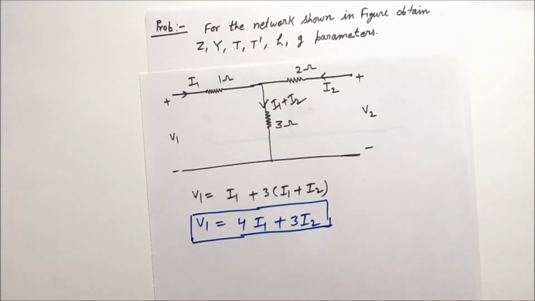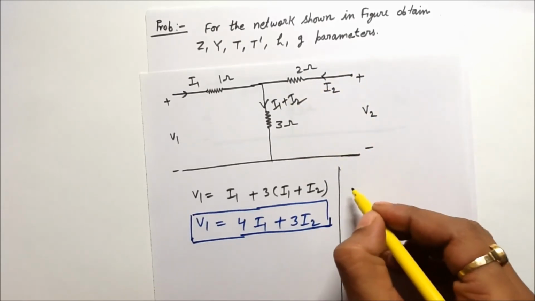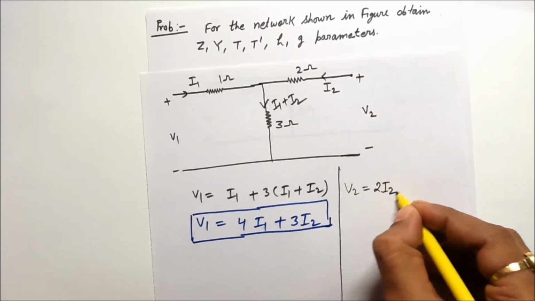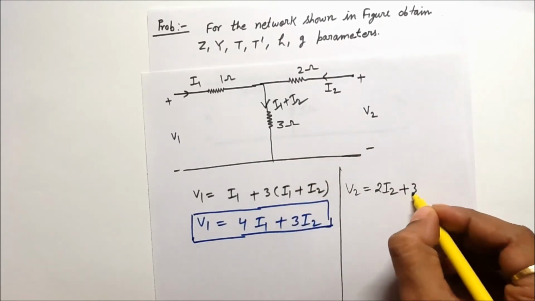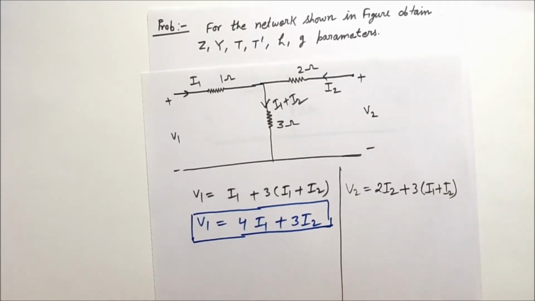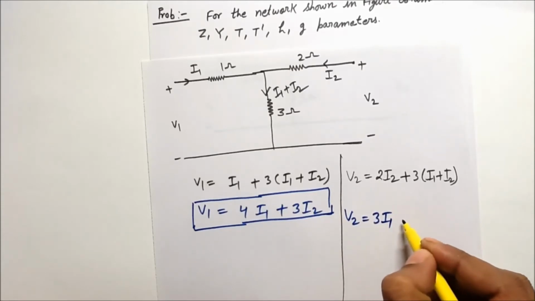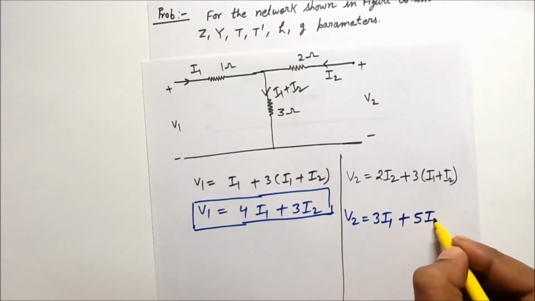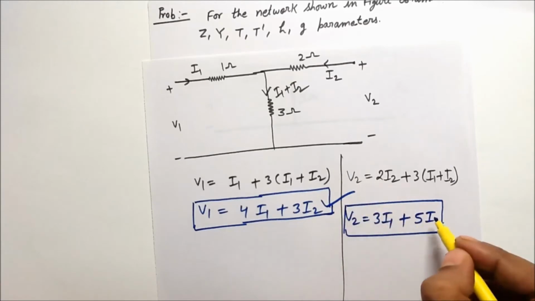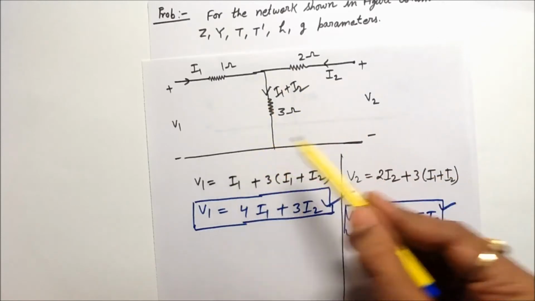Now use KVL in this loop and write the equation V2 equals to 2I2 plus 3 into I1 plus I2. After solving this equation, you will get V2 equals to 3I1 plus 5I2. These are the 2 equations which I have calculated from this network.